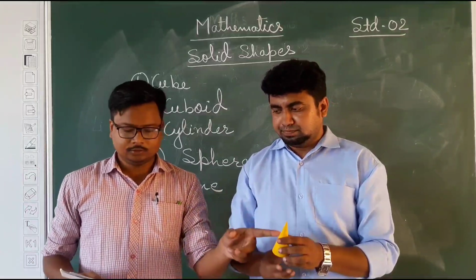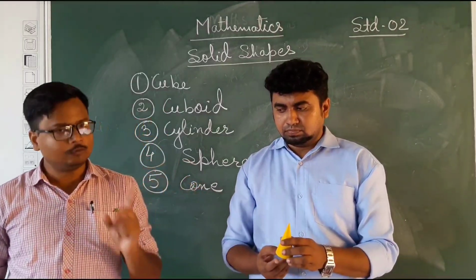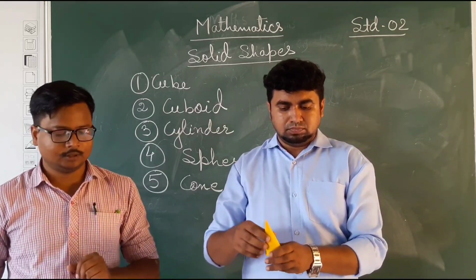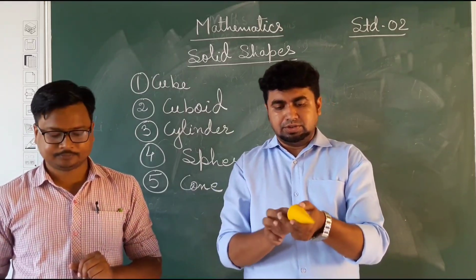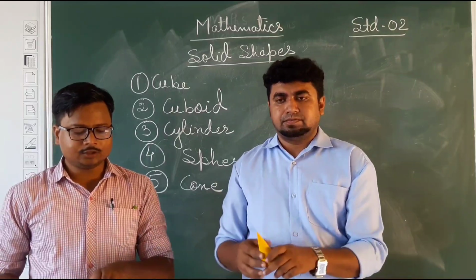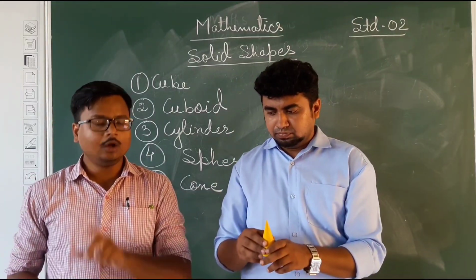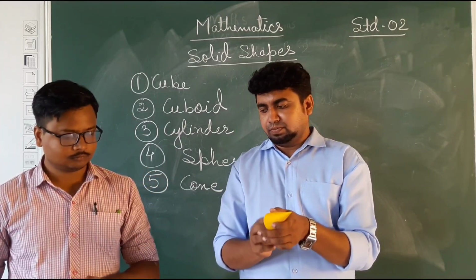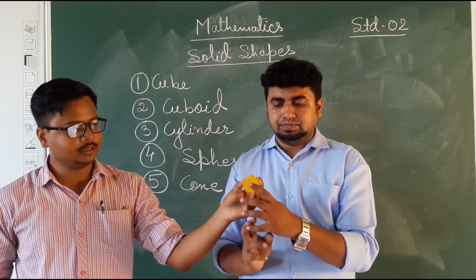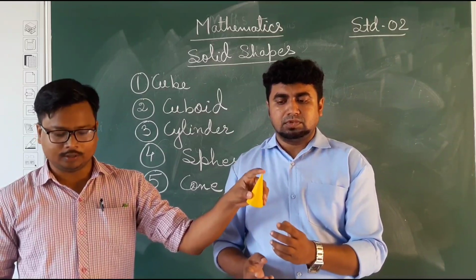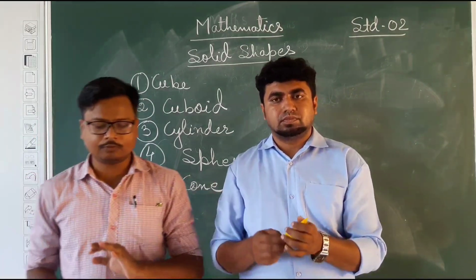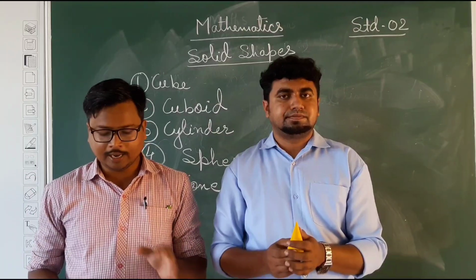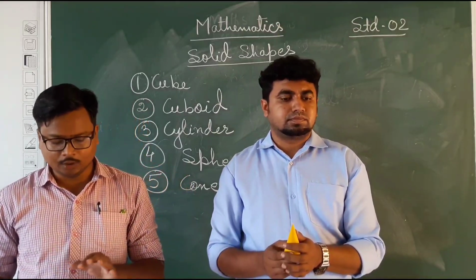This is a cone. A cone has 1 flat face and 1 curved face, total 2 faces. This is curved, and this is flat. It has 1 curved edge and 1 corner. This is the curved edge, you can see, and this is the corner. A few examples of cone are a birthday cap, an ice cream cone, and a funnel. These things you can see in your book.